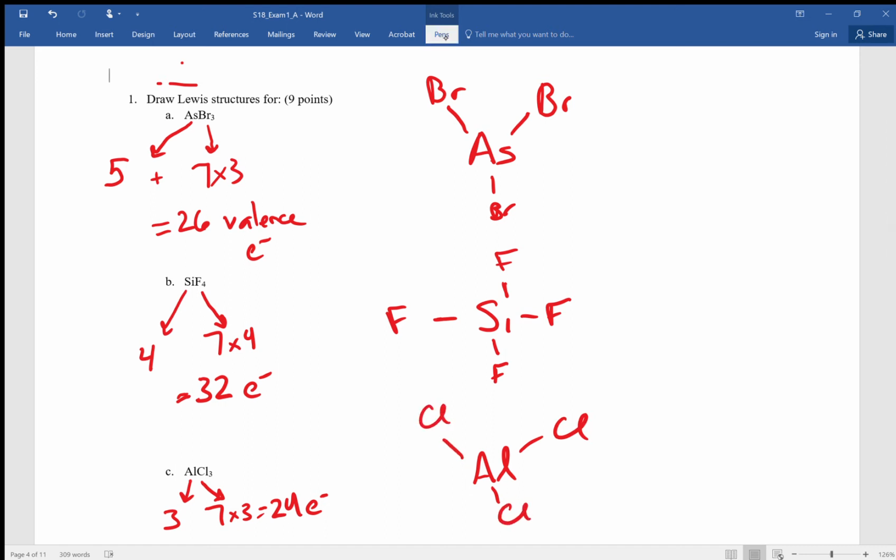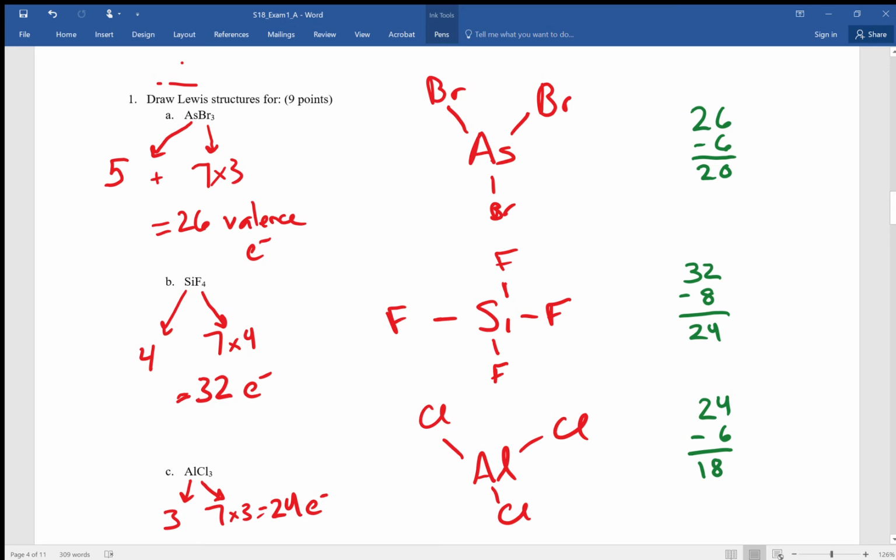I often find at this point it's useful for us to keep a running total of how many electrons we've used. So with this first molecule, we had 26, and we've used 6, so we have 20 electrons remaining. Here we started with 32, and we've used 8, leaving us with 24. And with aluminum chloride, we started with 24, we've used 6, and that leaves us with 18.